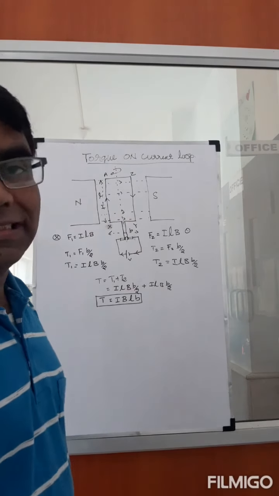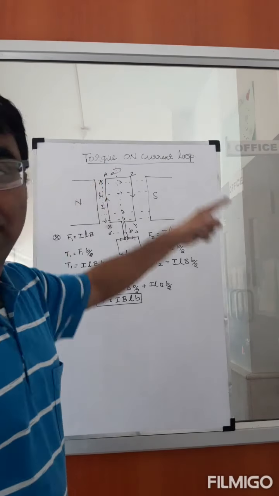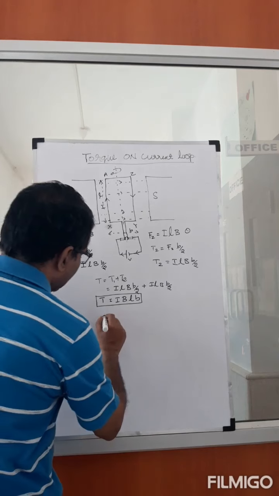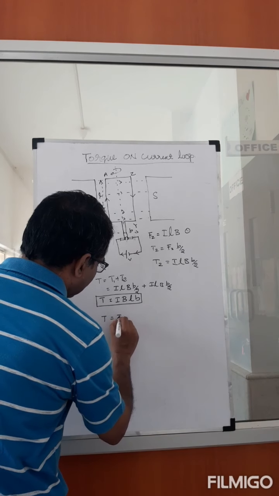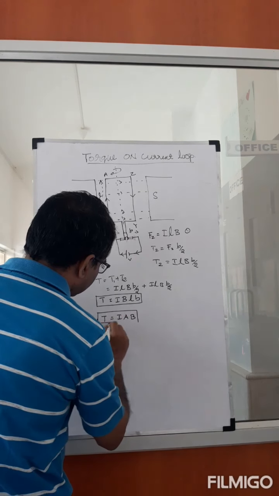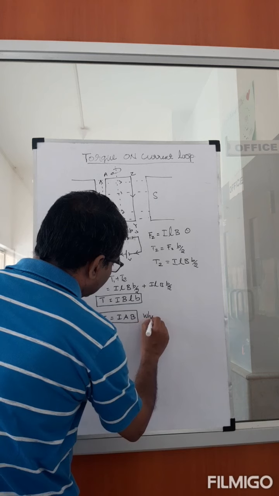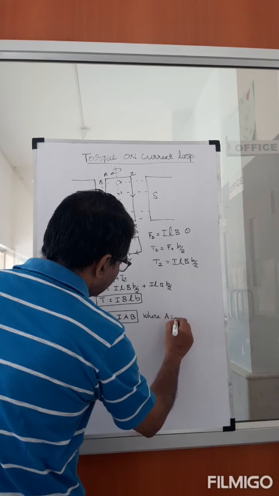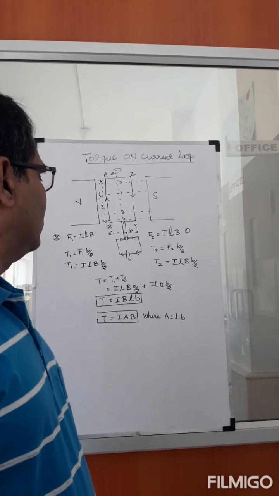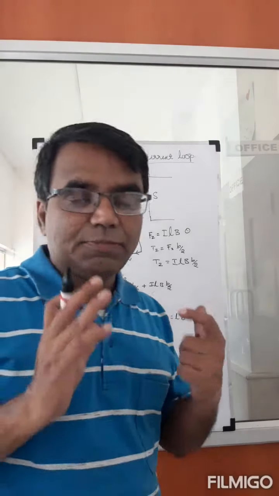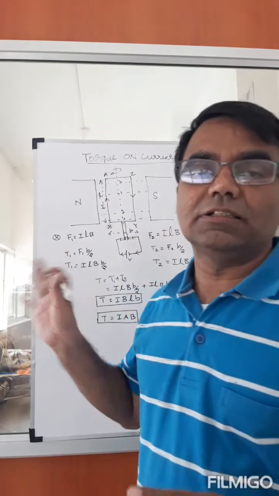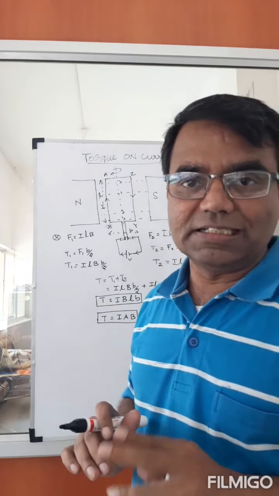But what is L and B? If I take L and then multiply that by B, that gives me the area of the loop. So I'll say T is equal to I A B, where A is equal to L times B. So this is the torque experienced by the current carrying loop in an external magnetic field.